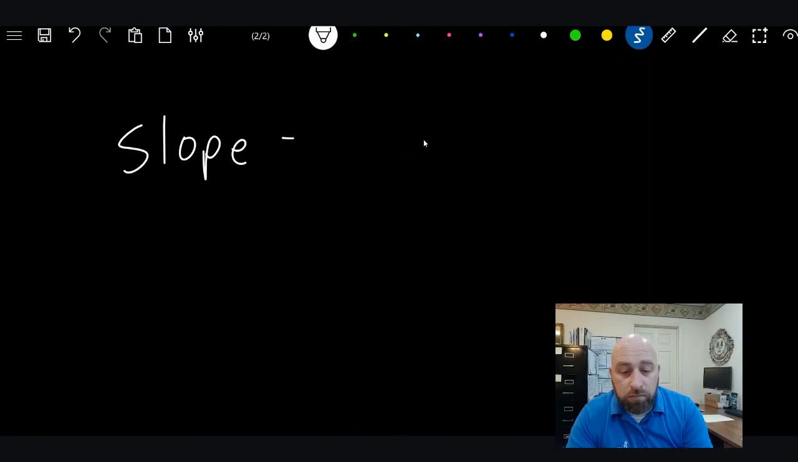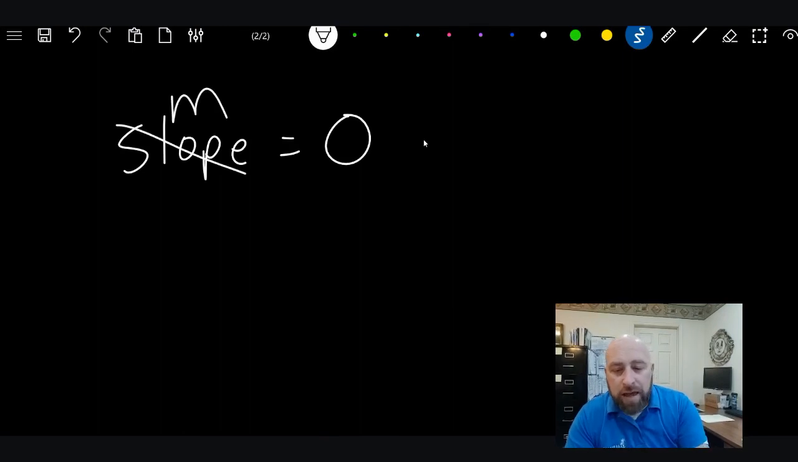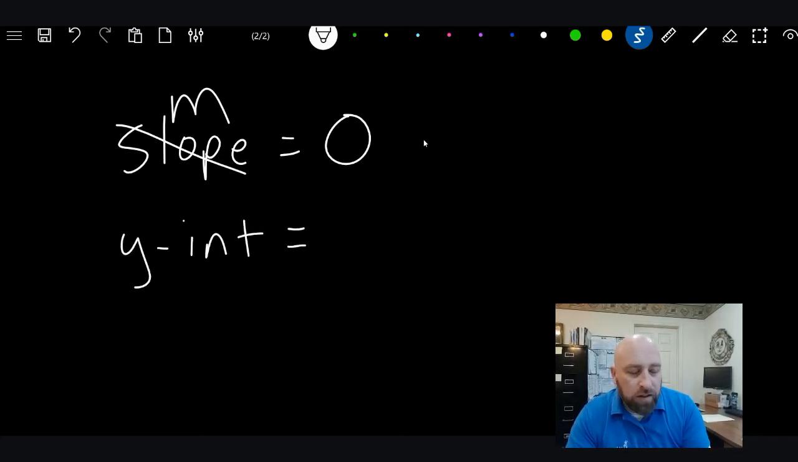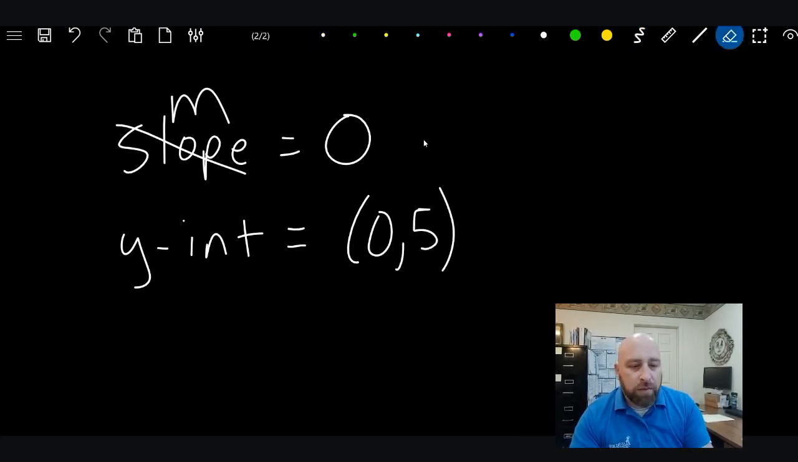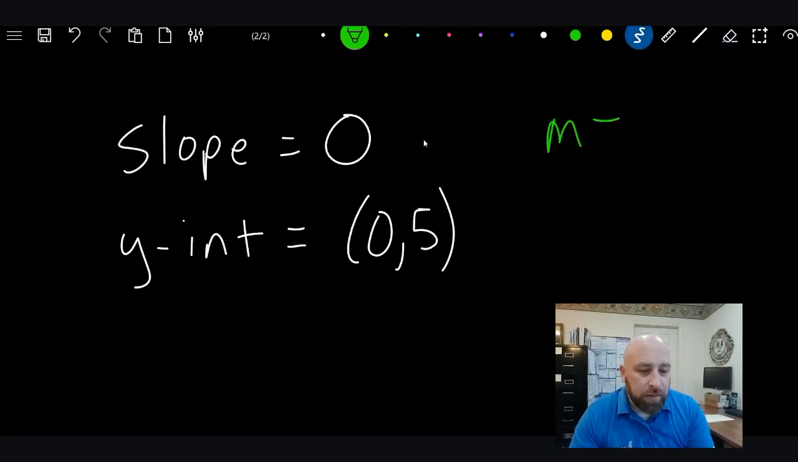So the slope in this case is 0. Instead of writing slope, we could just write m, okay? So that's m. And then the y-intercept in this one is going to be 0, 5. So, in fact, let me leave that slope on there. All right. So what is the m? The m equals 0, because that's the slope. What is the b? The b is going to equal 5, positive 5.